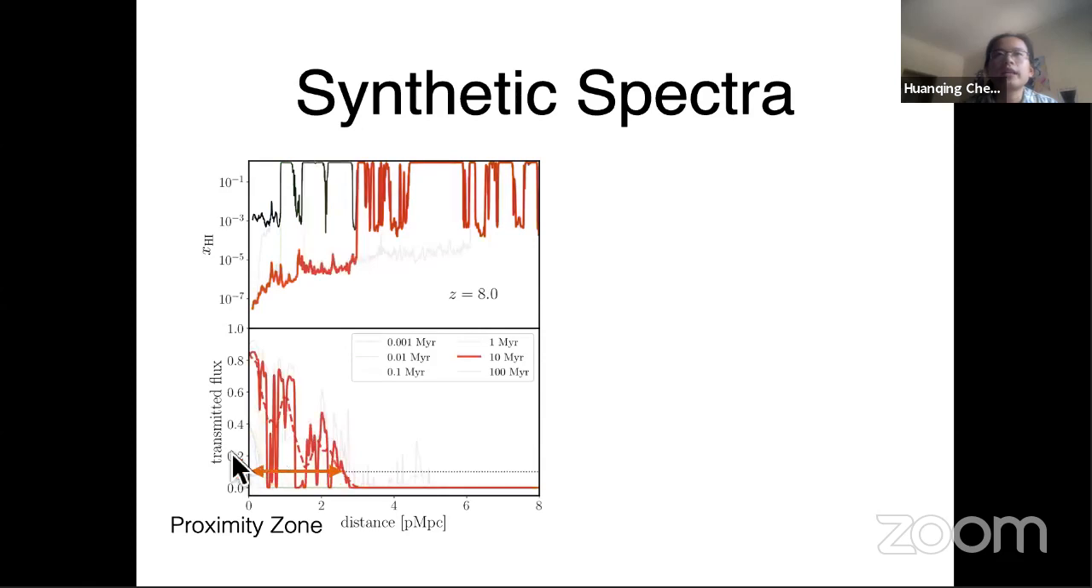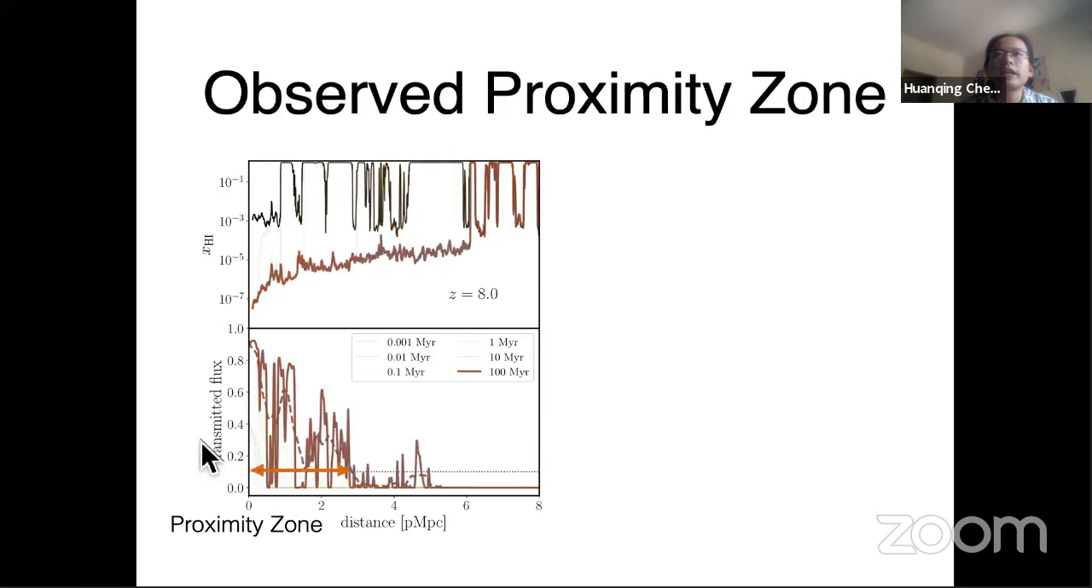So we can find that on a time scale of 10 million years, this proximity zone will grow to a larger value. And this is the case for the high redshift before global reionization.